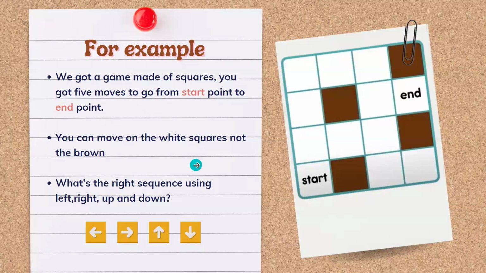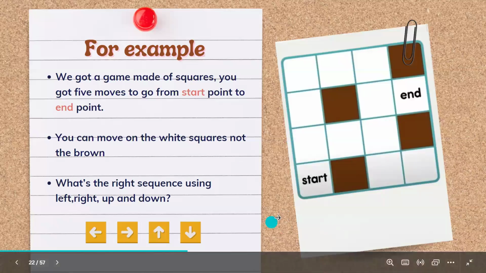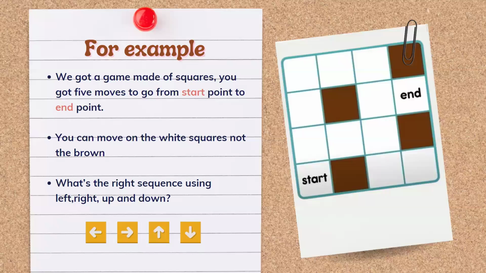Okay. What's the right sequence using left, right, up and down? What's the right sequence in order to reach the end point?